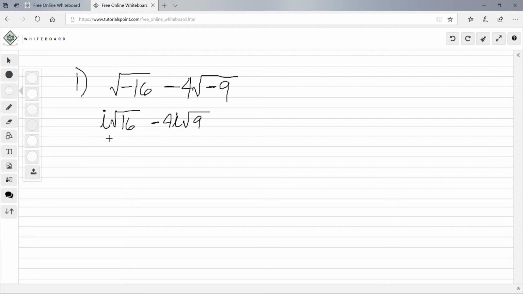So let's simplify. The square root of 16 is 4, and then you have to multiply that by i, so that'd be 4i. The same thing here: the square root of 9 is 3, but make sure you multiply it by negative 4. So 4 times negative 3i is negative 12i. And then it's all just combining like terms. So you have 4i minus 12i, and that gives you negative 8i. So that's your final answer.